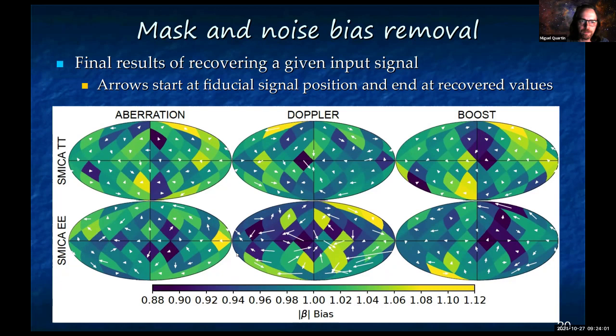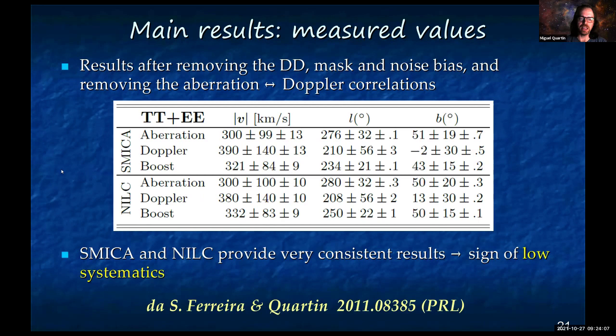So these are the main results. I combined the T and E results for best signal to noise and removed this dipole distortion, which means no information, taking into account the mask and noise biases, and we get this kind of number. So you get velocities, which I measured from aberration. This is all in units of velocity for convenience, which is around 300, 390, or 320. Of course, for this boost, again, I'm assuming that aberration and Doppler are in the same direction. So they're not so useful for measuring the intrinsic dipole because I'm already assuming that it's kinematic, okay? But it serves as a cross-check.